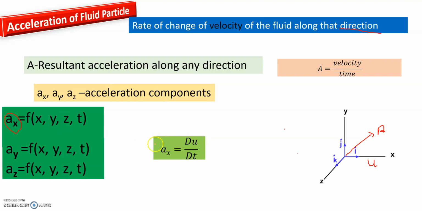But here, whenever I write the equation ax, I have just shown that this is a function of time only. Now how can I show that this is a function of x, y and z too? Let us see how we can rearrange this equation. So ax equal to du by dt, and it is a function of x, y and z and also t.